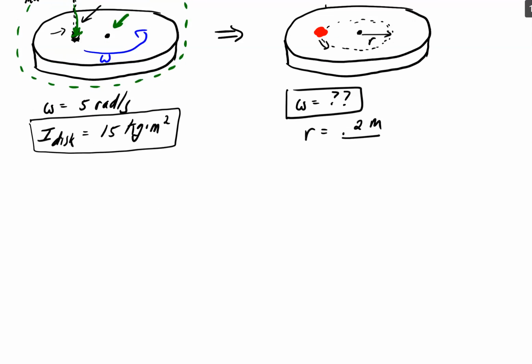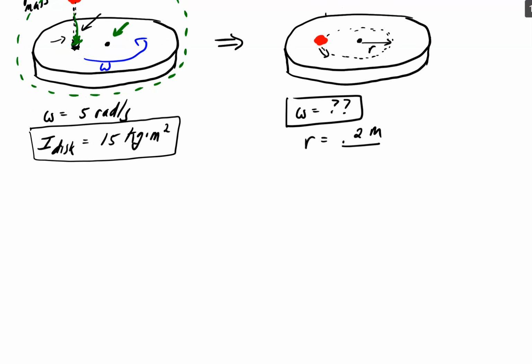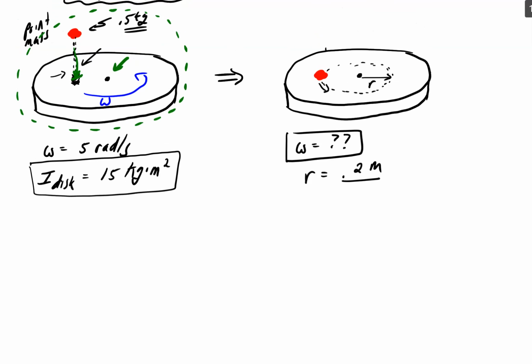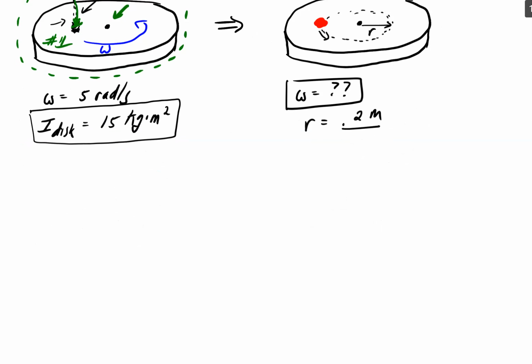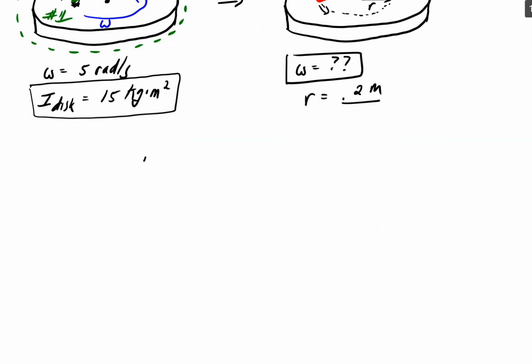So let's think about how we would do that. This should have a familiar ring to it. First of all, I'm going to think about who's number 1 and who's number 2. I'm going to make the disk, because it's big and it's important, number 1, and I'm going to make the point mass number 2. Now this is the part that should also look familiar. Maybe not the letters, but the process.